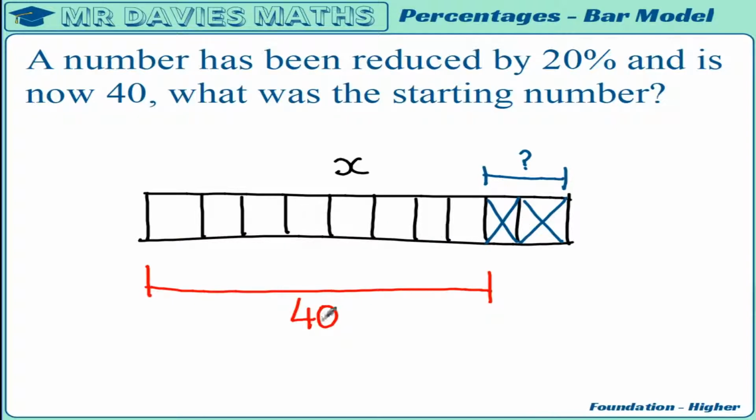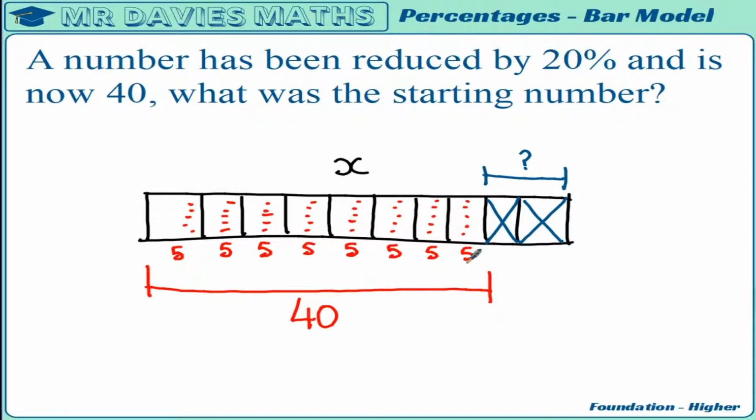So if I share the 40 into 1, 2, 3, 4, 5, 6, 7, 8, 9, 10, and so on up to 40, I ended up with 5 in each box. Now you could have done that by just doing 40 divided by 8, which is 5, but I wanted to show you visually what's happening.